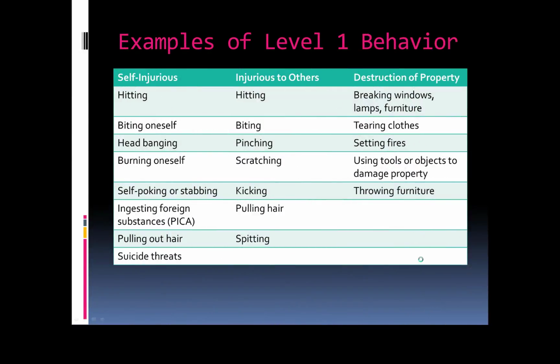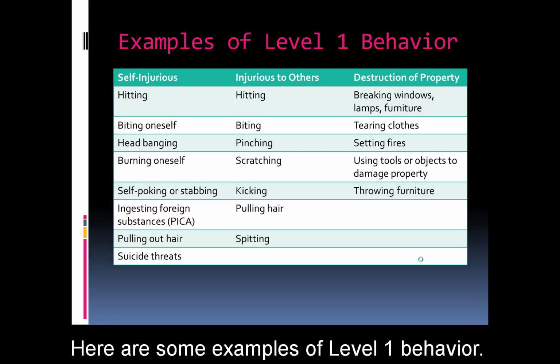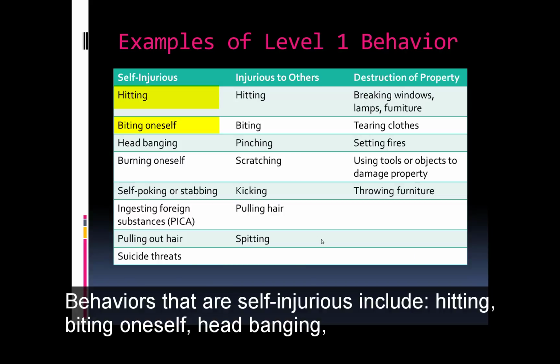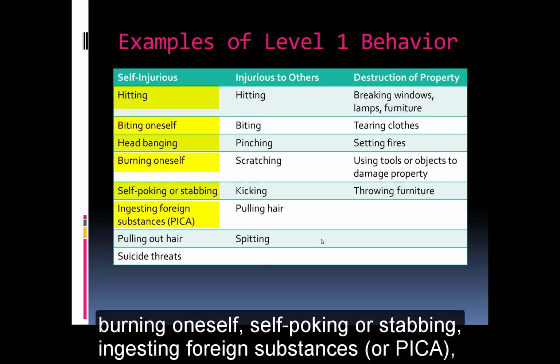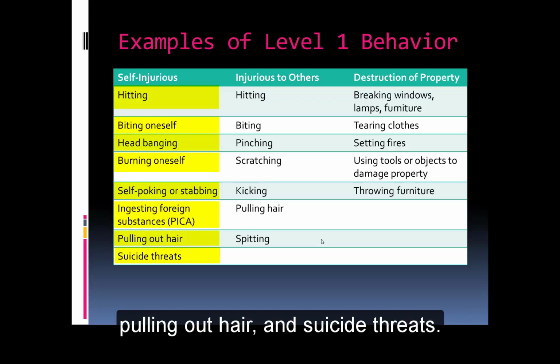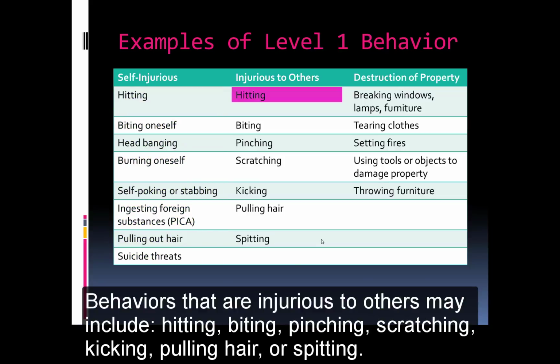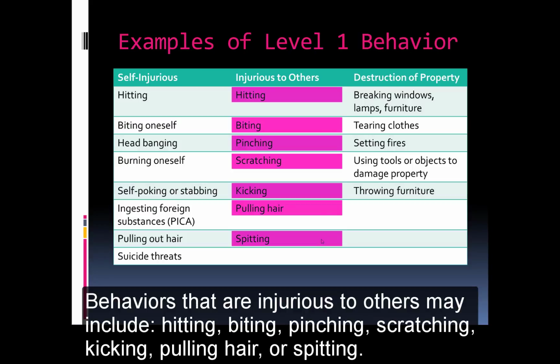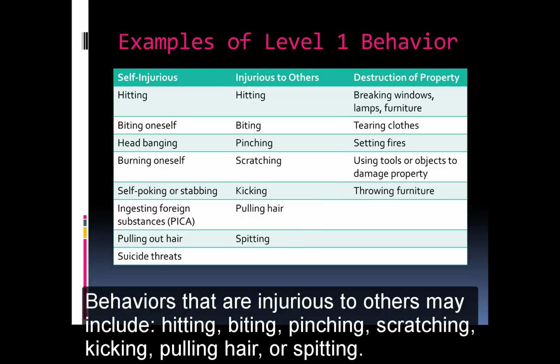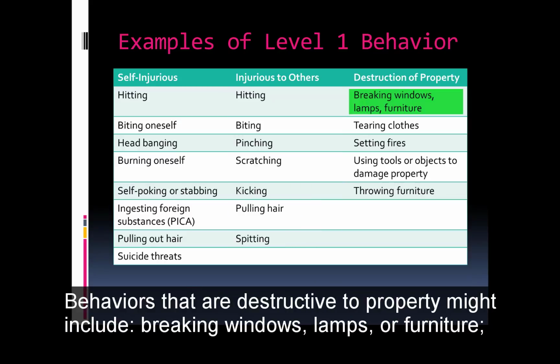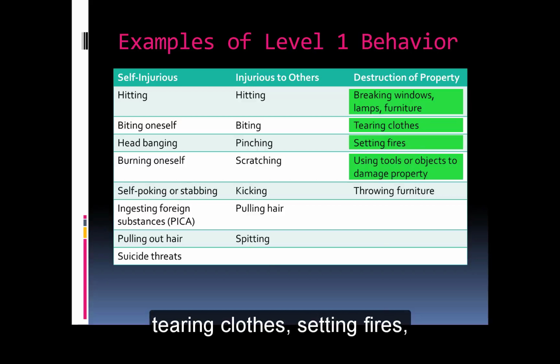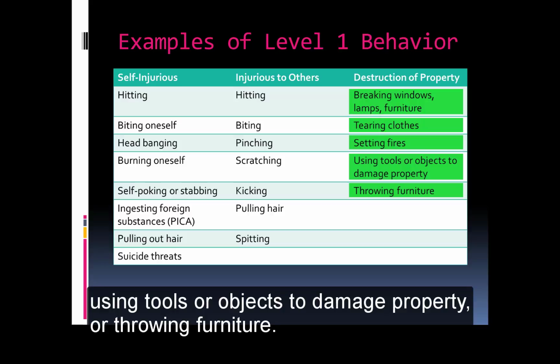Here are some examples of Level 1 behavior. Behaviors that are self-injurious include hitting, biting oneself, headbanging, burning oneself, self-poking or stabbing, ingesting foreign substances or pica, pulling out hair, and suicide threats. Behaviors that are injurious to others may include hitting, biting, pinching, scratching, kicking, pulling hair, or spitting. Behaviors that are destructive to property might include breaking windows, lamps, or furniture, tearing clothes, setting fires, using tools or objects to damage property, or throwing furniture.